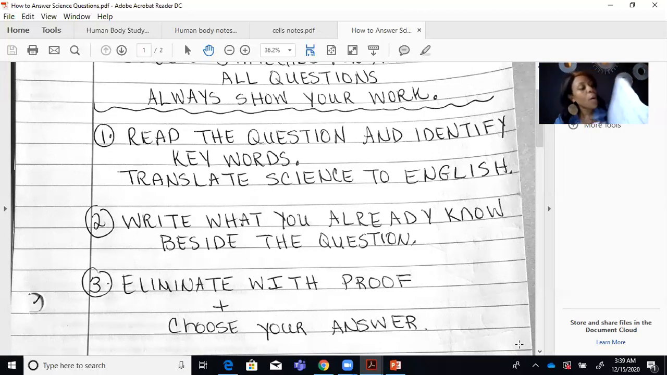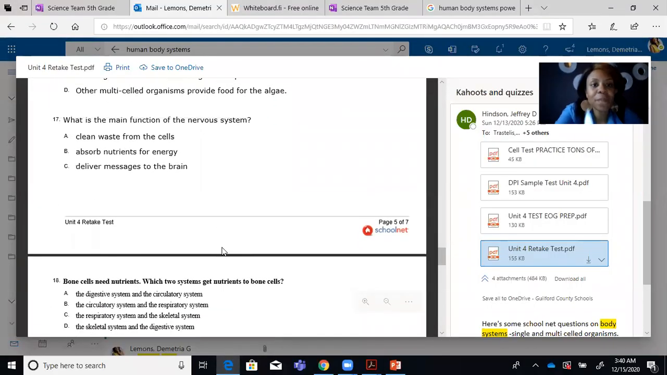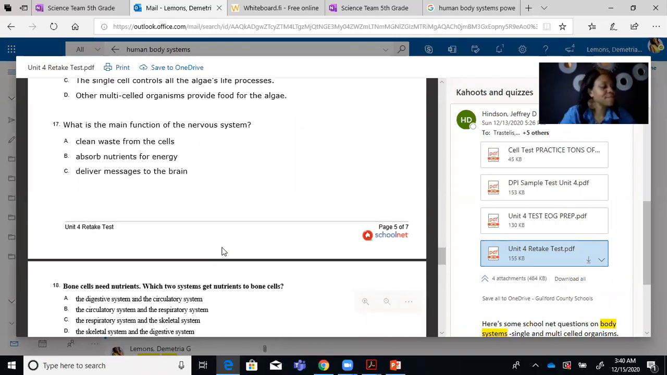So, on my paper, because I am going to bring up some questions, as you can see here on my screen, they're multiple choice, and they're going to be about the human body, of course.